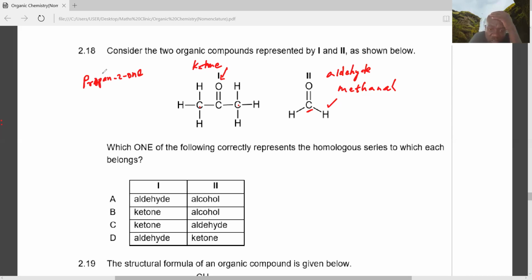Now, here it says which of the following correctly represents the homologous series, which was just straightforward. It's a ketone and an aldehyde. So the first one is a ketone, the second one is an aldehyde. It's not an alcohol, it's an aldehyde. So the answer is C. It's very important to note the functional group of organic compounds.